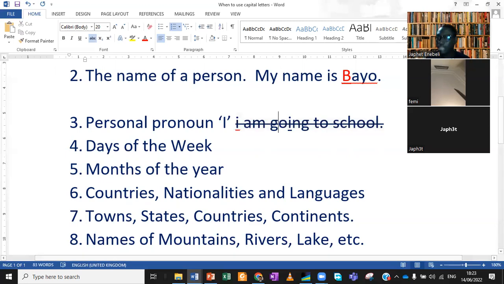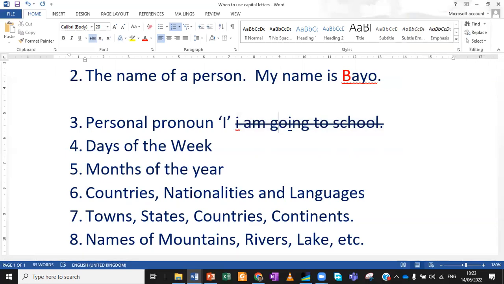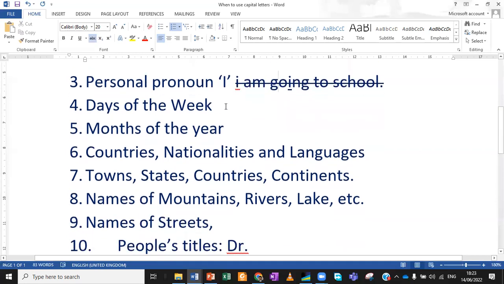Another one that people do not take into consideration is the days of the week. All of them must be written with a capital letter. Monday. Tuesday. You can see they are all in capital letters, right?